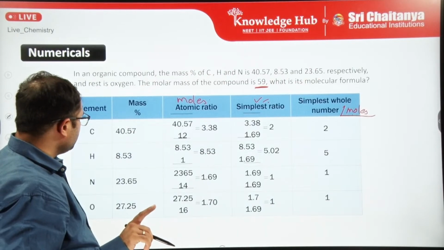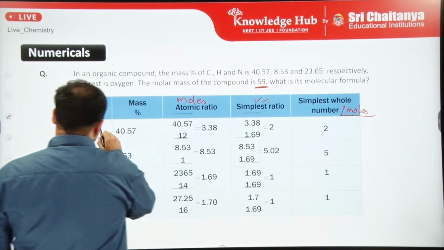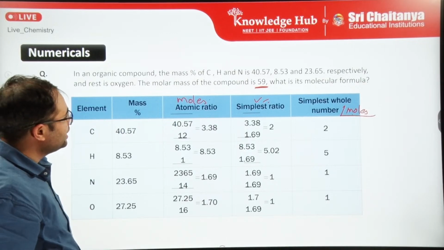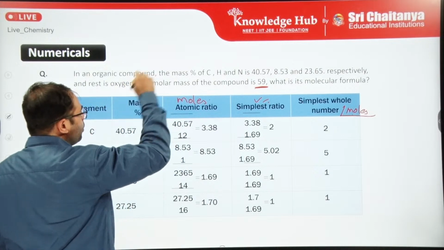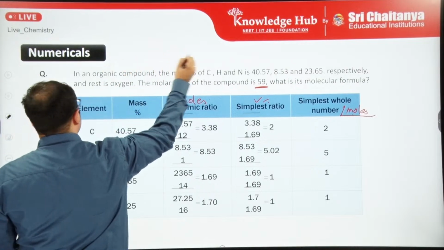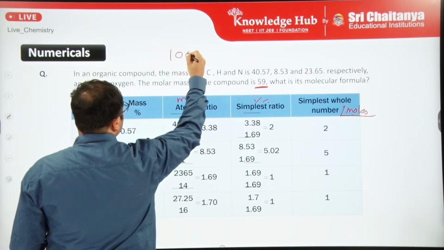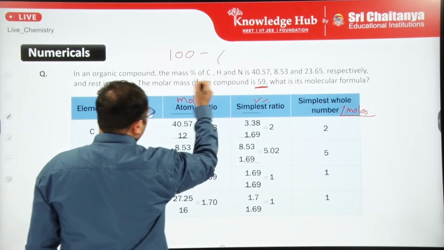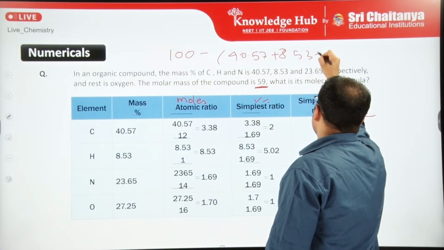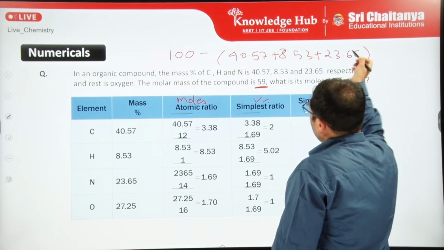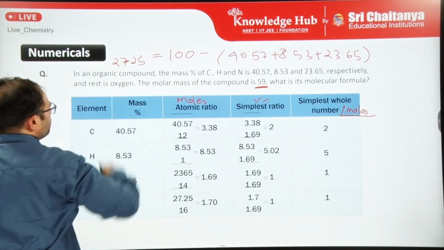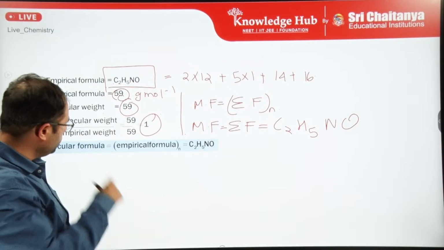One more thing I did not tell you in the last question. They have given the mass percentage of carbon, hydrogen and nitrogen but not of oxygen. So how will you get the mass percentage of oxygen? Simply, total mass was 100, minus the sum of all these mass percentages, plus 8.53 plus 23.65, and you subtract them, you will get the mass percentage of oxygen, which is around 27.25, right? These simple things and tricks you should know. I don't think it needs to be told.